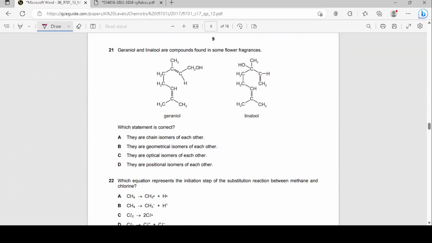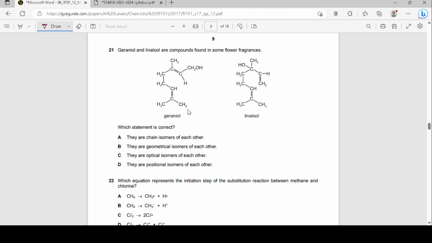So geraniol and linalool, I don't know how to pronounce that, are compounds found in some flower fragrances. That's a cool fact. Okay, now geraniol and linalool. Which statement is correct? They are chain isomers of each other. Hmm. So if they're chain isomers, then they must differ in like the number of atoms in their chain. I suppose their parent chain.